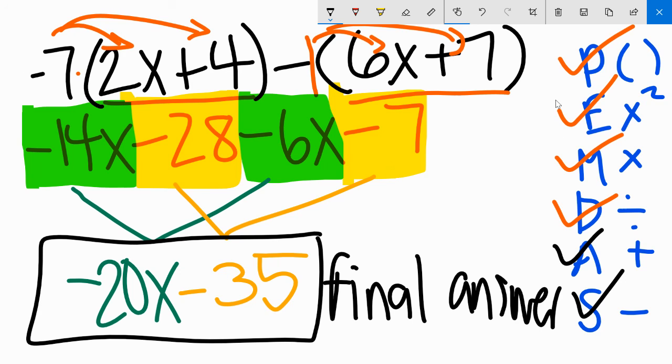Okay, so now that you've seen this example, I want you to try the rest of the multi-step problems in the Google form.